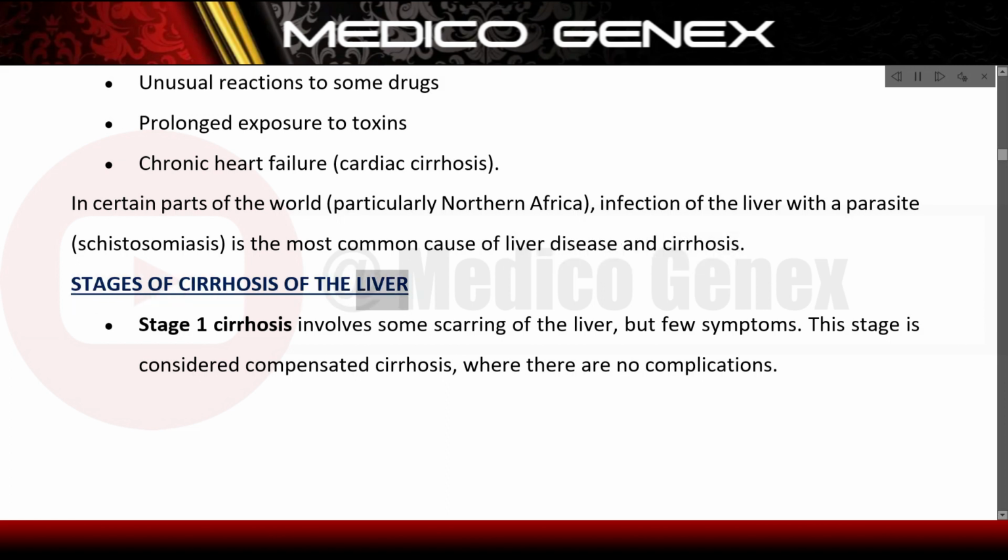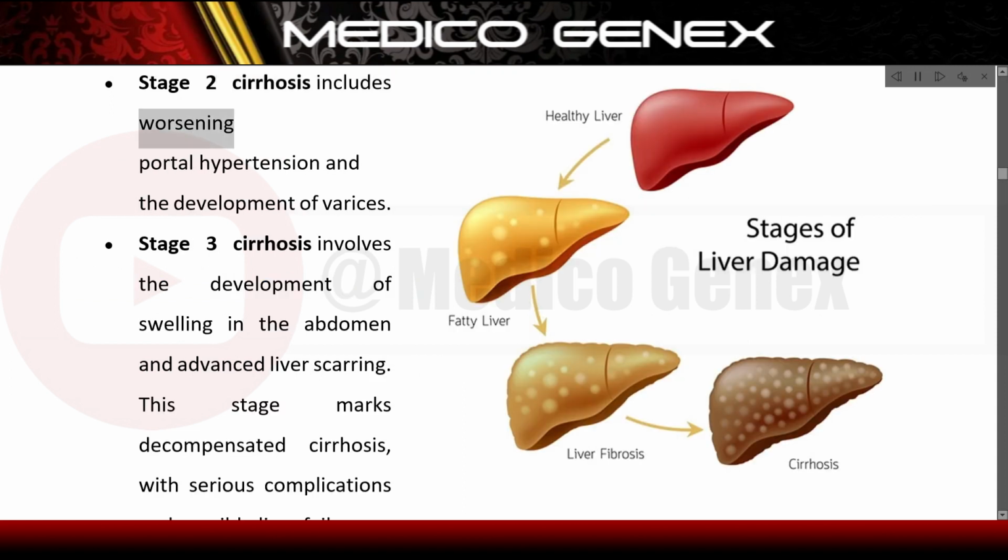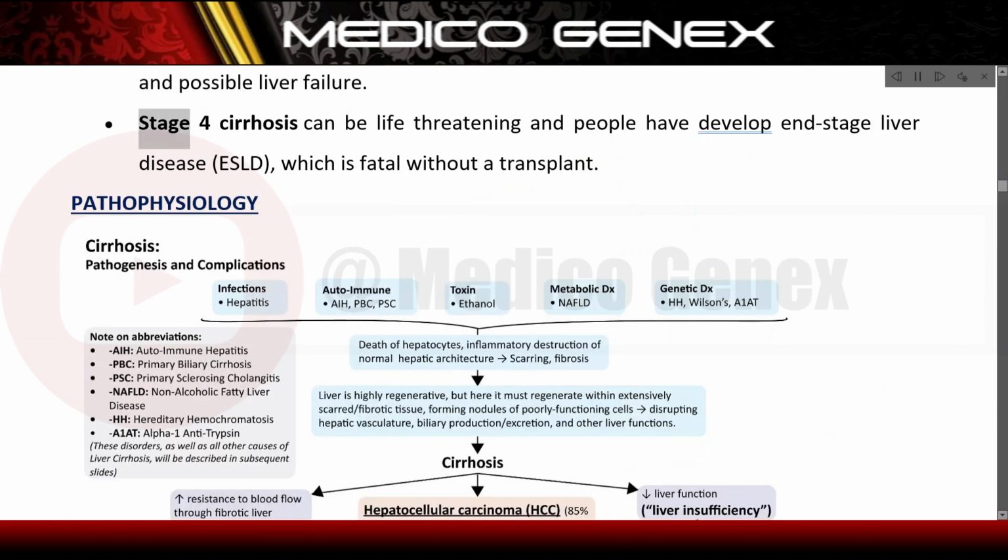Stages of cirrhosis of the liver. Stage 1 cirrhosis involves some scarring of the liver, but few symptoms. This stage is considered compensated cirrhosis, where there are no complications. Stage 2 cirrhosis includes worsening portal hypertension and the development of varices. Stage 3 cirrhosis involves the development of swelling in the abdomen and advanced liver scarring. This stage marks decompensated cirrhosis, with serious complications and possible liver failure. Stage 4 cirrhosis can be life-threatening and people have developed end-stage liver disease, ESLD, which is fatal without a transplant.